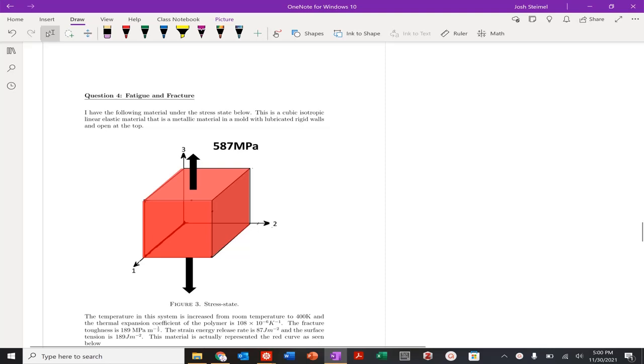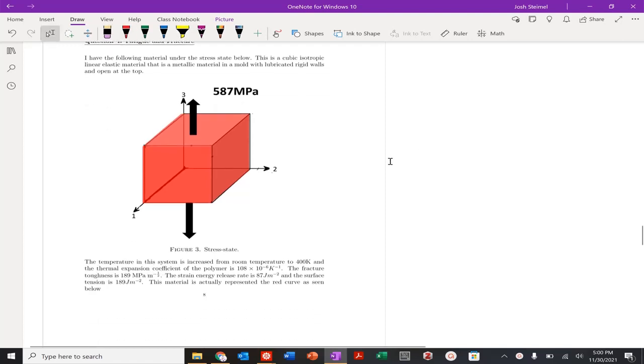So when we're looking at this material, we see a cubic isotropic elastic material in a metallic mold with lubricated rigid walls and open at the top. The temperature of this system is increased from room temperature to 400 K.